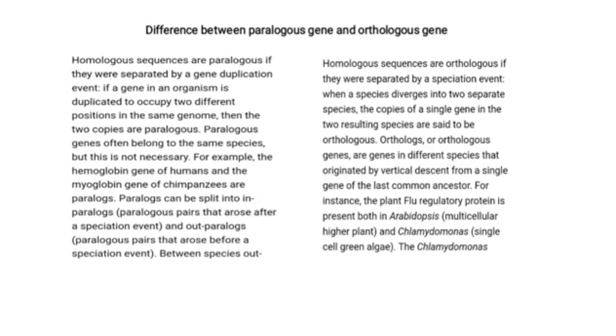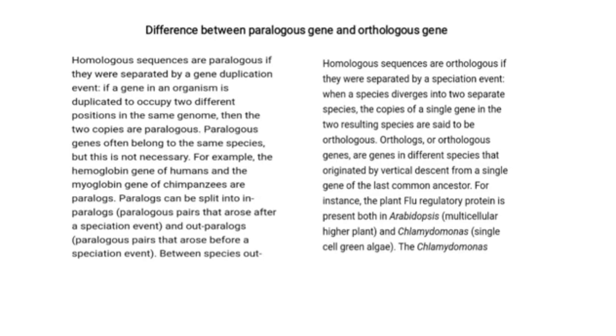So what is a homologous gene? Homologous genes are two sets of genes that share the same ancestor, or they originated from a common gene. Okay, so when two sets of genes originated from a common gene, you call those two sets of genes homologous genes. All right, now there are two types of homologous gene. They are paralogous gene and orthologous gene. So what is the difference between the two of them?